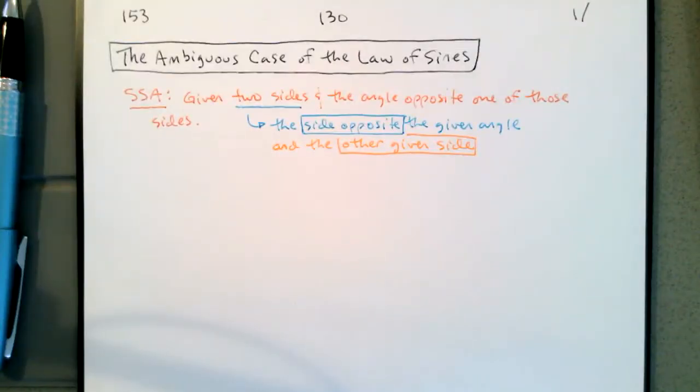Today we want to talk about the ambiguous case of the law of sines. This is the case where we're given two sides and the angle opposite one of those sides.